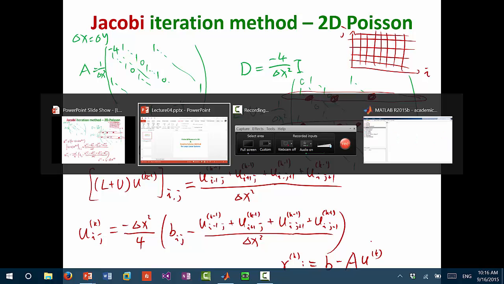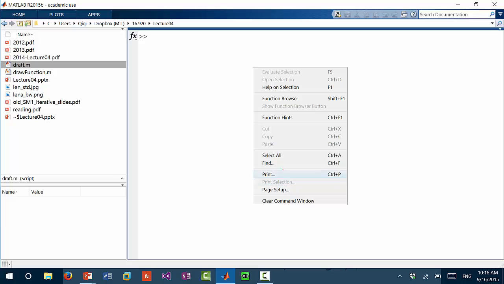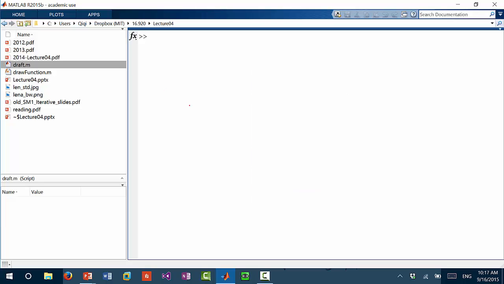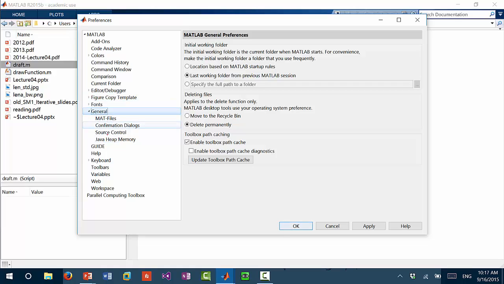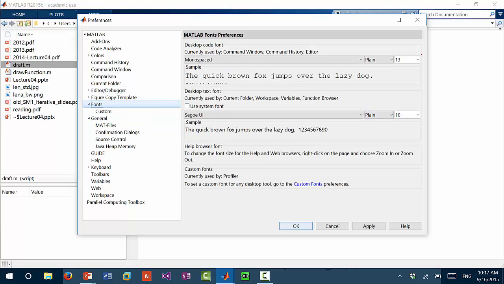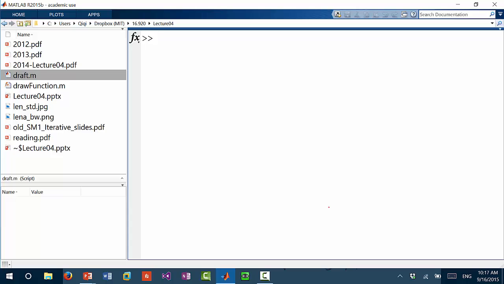Let's go to Matlab, and can you see that clear? Maybe I should increase the font a little bit. I think somehow the font shrunk. There is the editor debugger fonts. All right. Okay, that's much better.